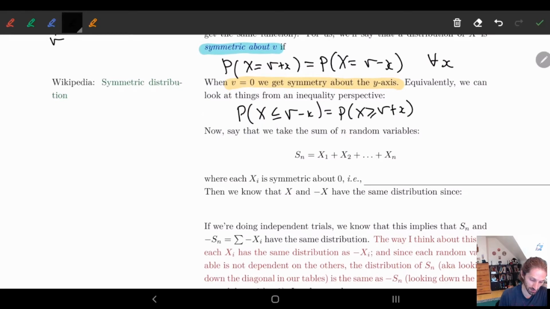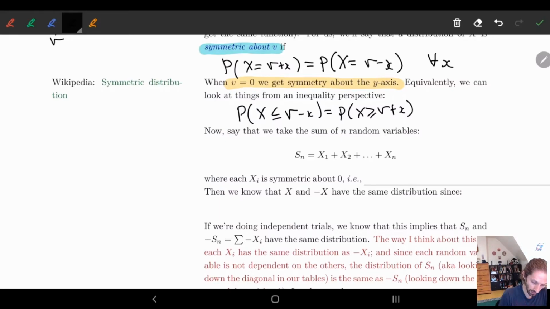And so that's where this is coming from. And so what we're going to do is take this symmetry and use that to help us with summations. But for now, let's look at where this works out from the summation perspective.